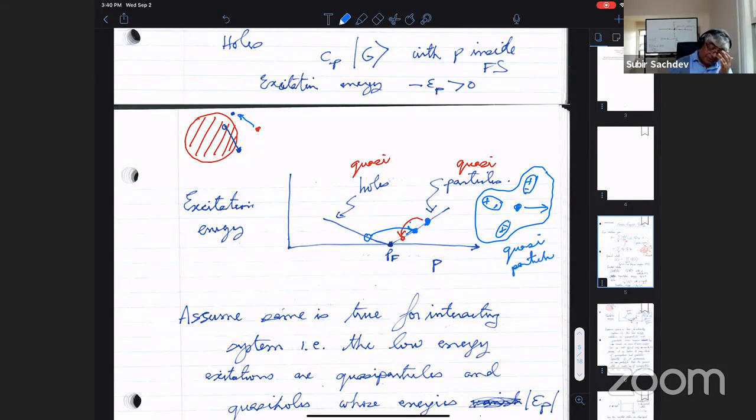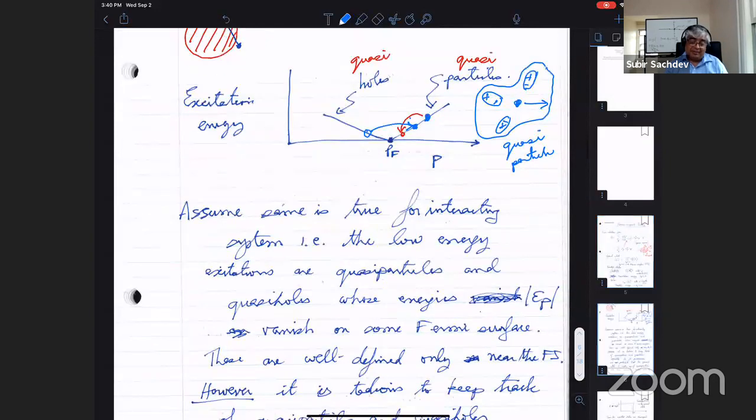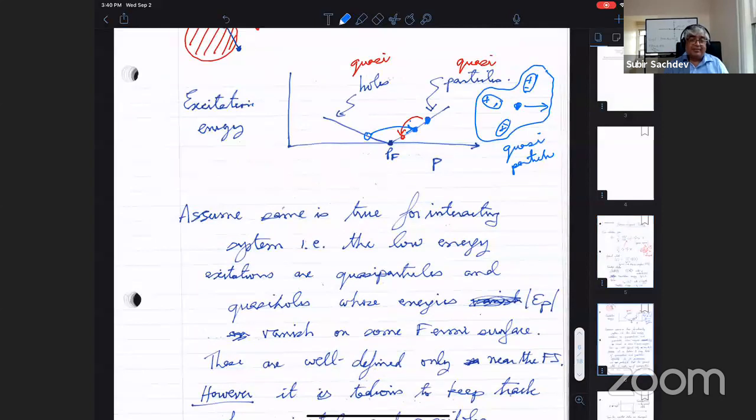Okay, so what does this mean? This means that at the end of the day, there are still particles and holes. They're quasi because they have a cloud around them. But otherwise, other than the cloud, they live forever as you approach the Fermi surface. So that's why the quasi-particle picture works. All right. So now let's just see how this works out in an actual calculation. But that's the basic idea.